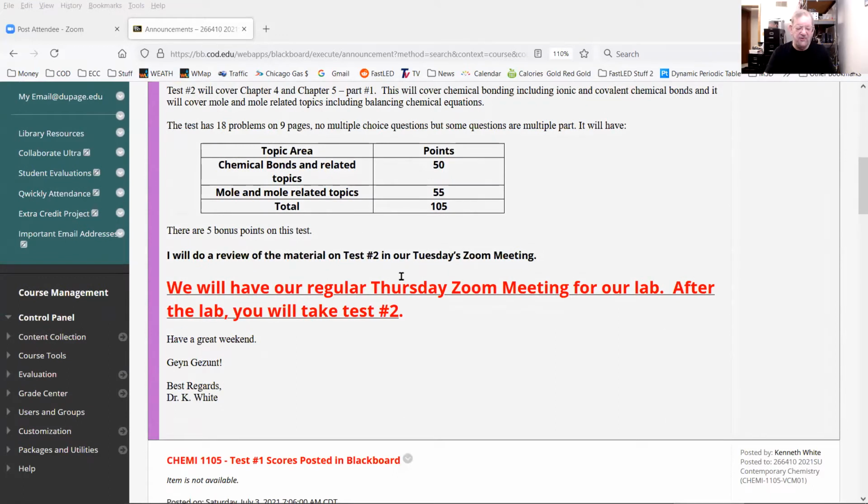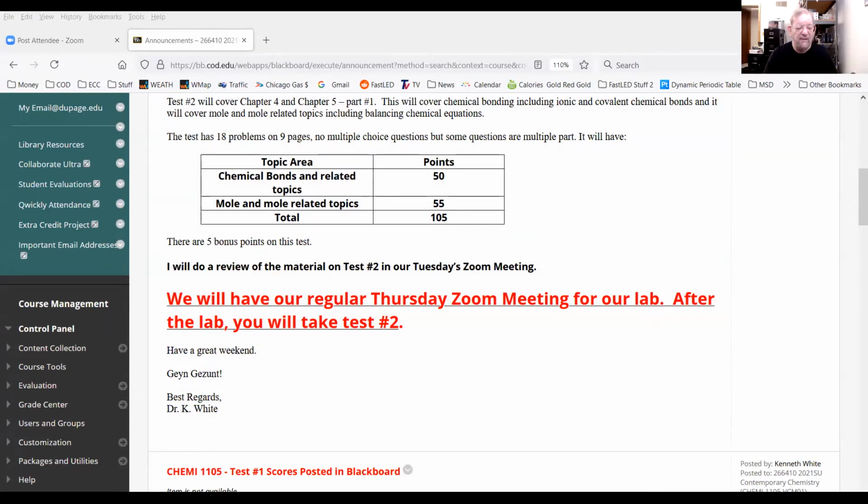And tomorrow I'll do my world famous review for test number 2, in our Zoom meeting. On Thursday, we'll have our regular Zoom meeting for our lab, and afterward, you'll take test number 2. I'd highly recommend that you go to the lecture section of Blackboard and look at the important information for test number 2. Those are things you should know how to use, but you don't have to memorize.